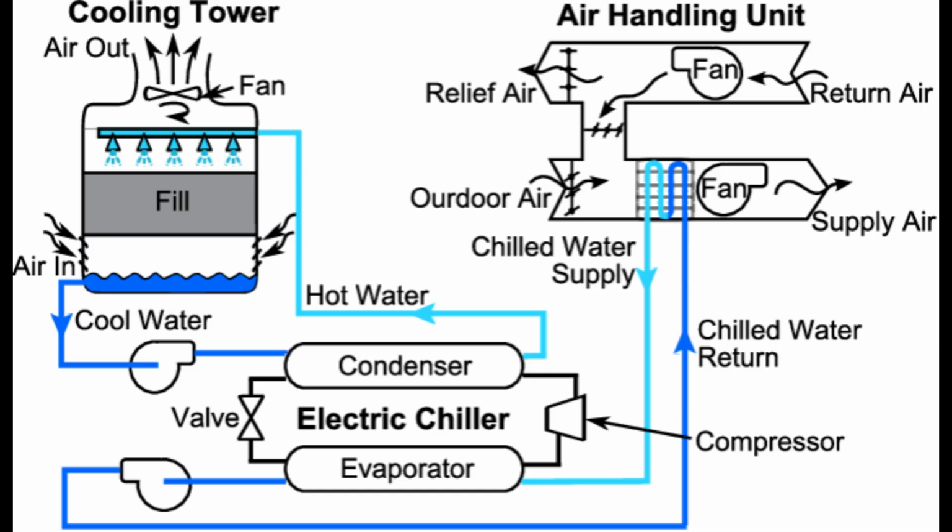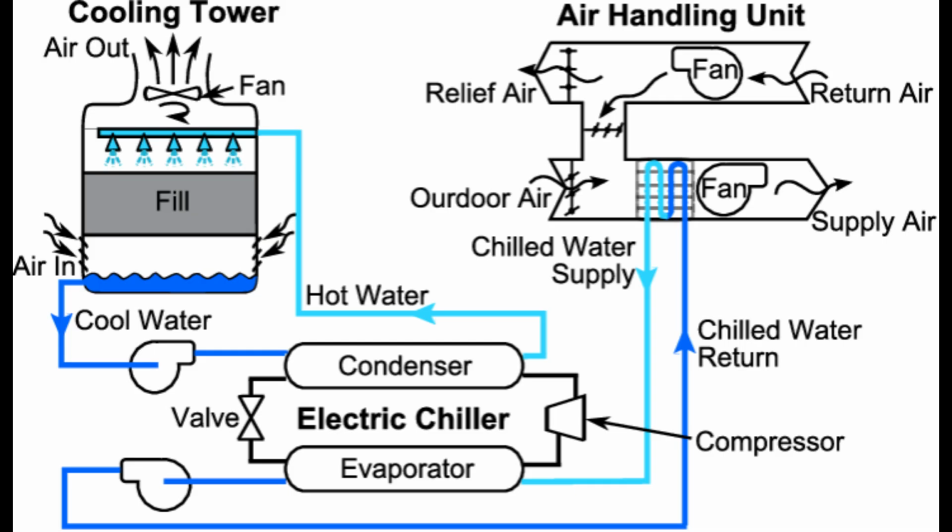Compressor. The gaseous refrigerant from the evaporator is compressed, which increases its temperature and pressure. This is an energy-intensive part of the cycle, typically driven by an electric motor. Condenser. The hot, high-pressure gaseous refrigerant from the compressor flows into the condenser. Here, it rejects its heat to a separate, hot water loop coming from the cooling tower. As the refrigerant loses heat, it condenses back into a high-pressure liquid.